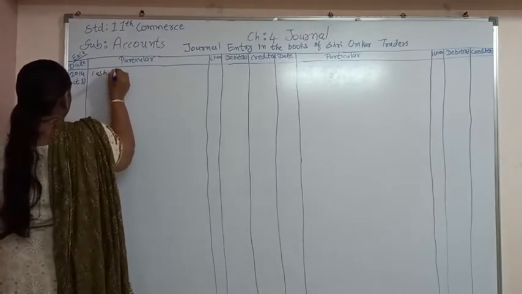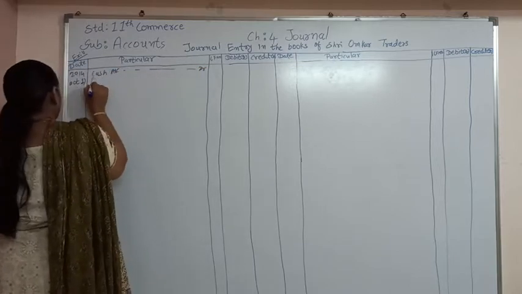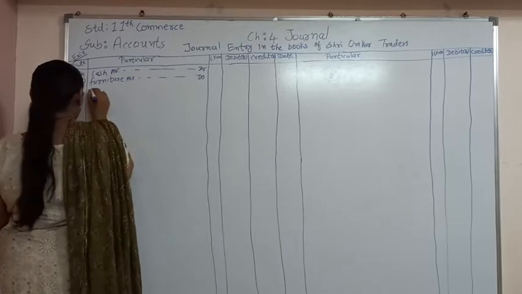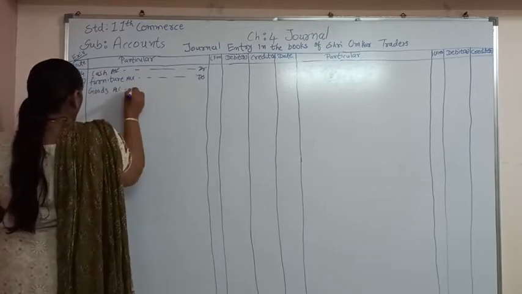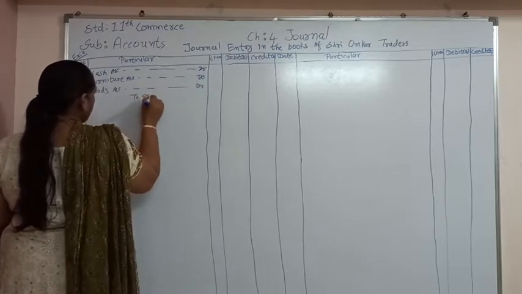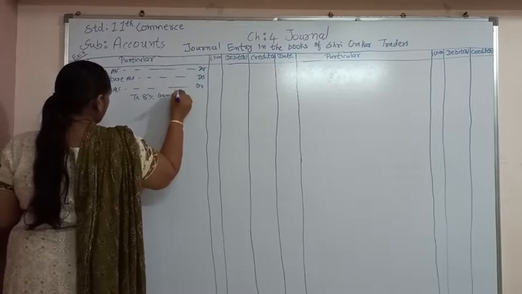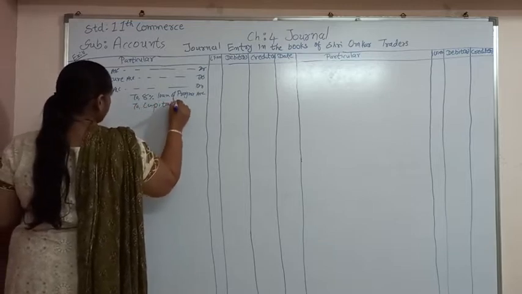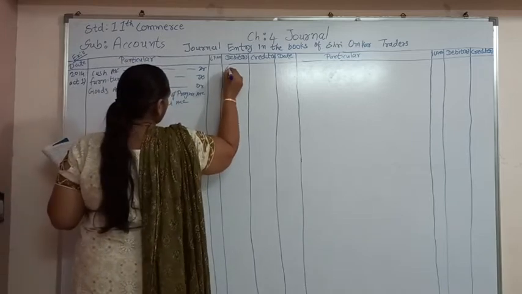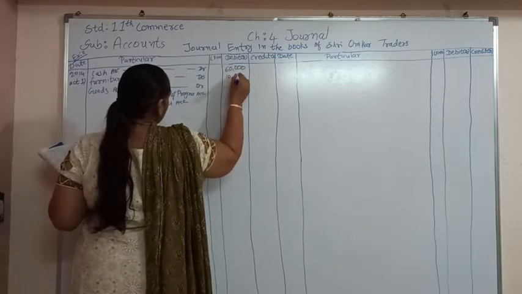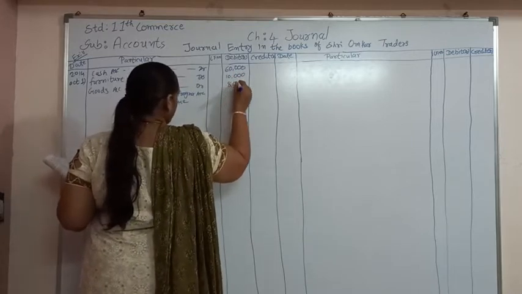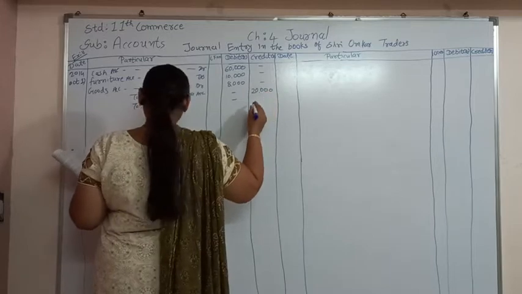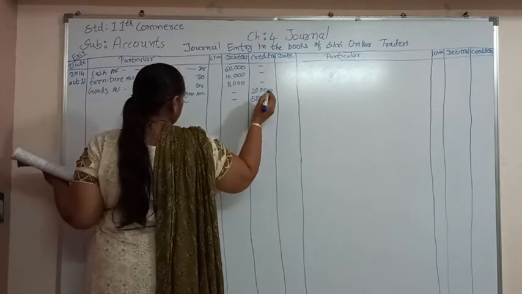Cash account debit, furniture account debit, goods account debit, to 8% loan of Pragna account, to capital account. So here cash is 60,000, furniture is 10,000, goods is 8,000, and 20,000 is the loan of Pragna. So the difference of this, 58,000, will be treated as capital.